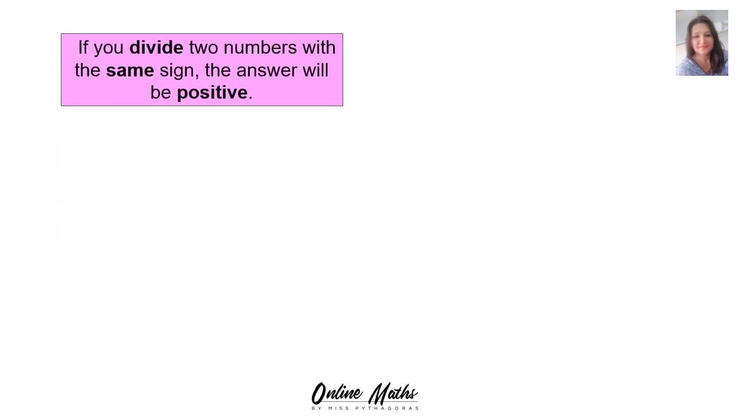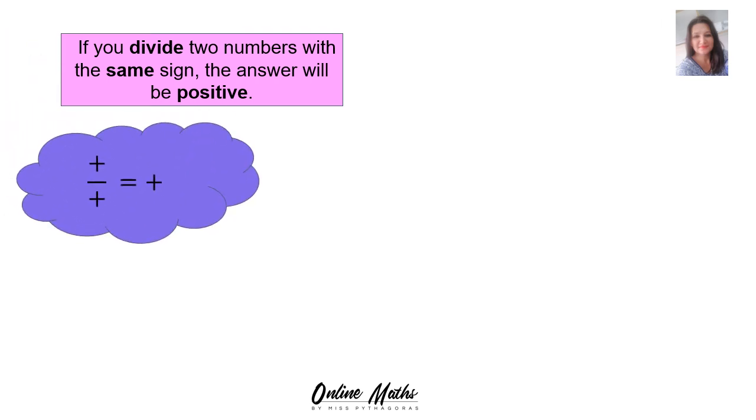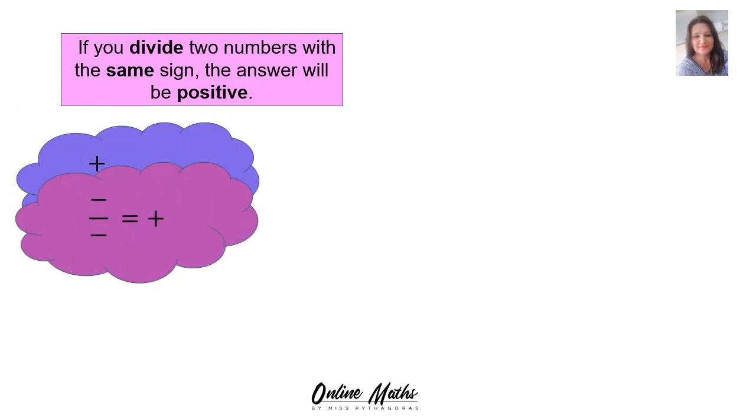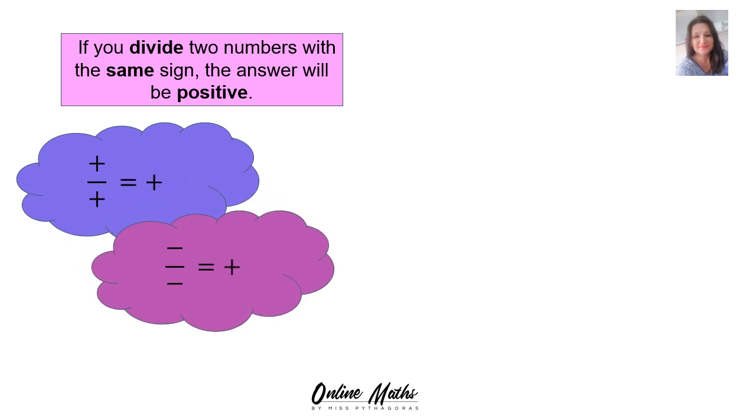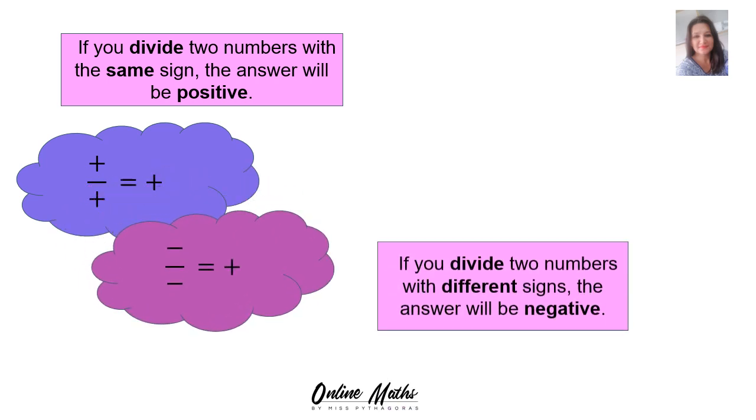There's also rules for division. If you divide two numbers with the same sign, the answer will be positive. A positive divided by a positive is a positive. A negative divided by a negative is a positive.